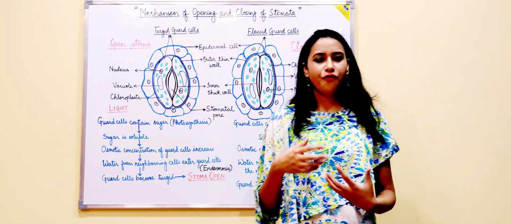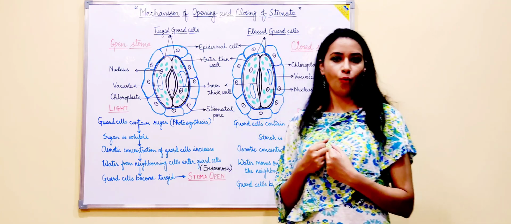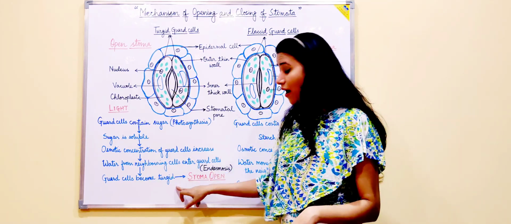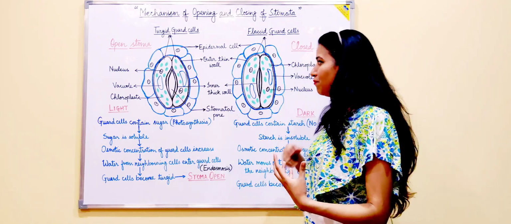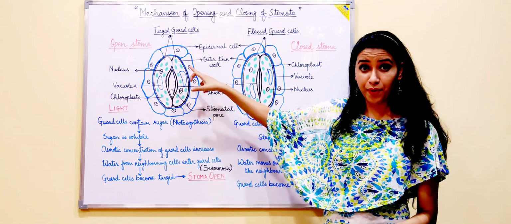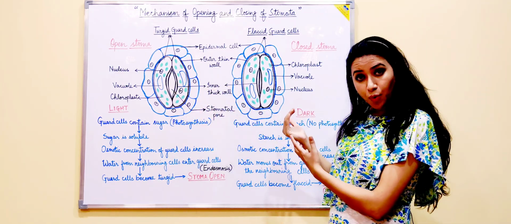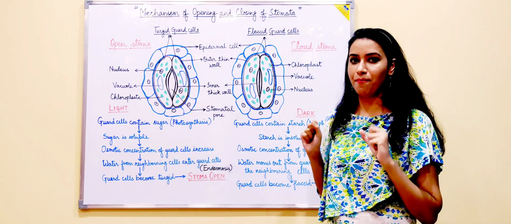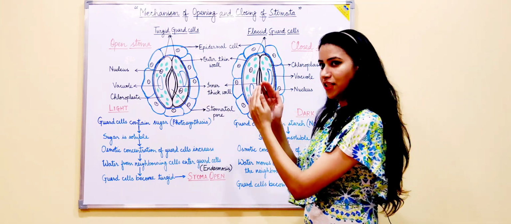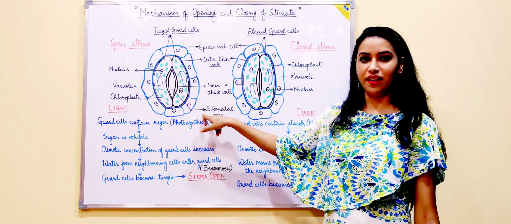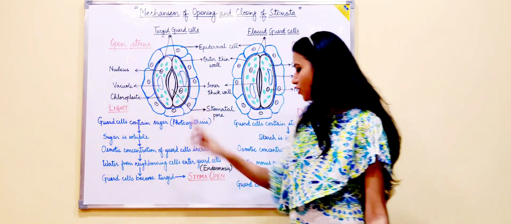And as a result of this entry of water and absorbing water, the guard cells will swell. And as a result, they become turgid. So when they become turgid, because of the turgor pressure, this outer thin membrane will bulge out along with pulling the inner thick elastic membrane. And because of that, the stoma or the stomatal pore will open, right? That is why it's a case of open stoma.